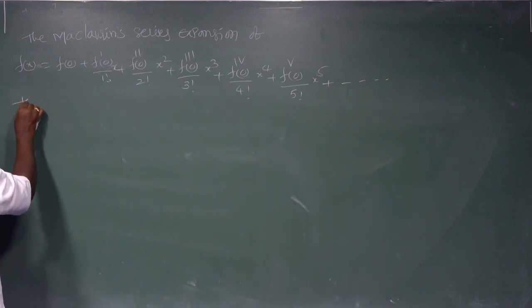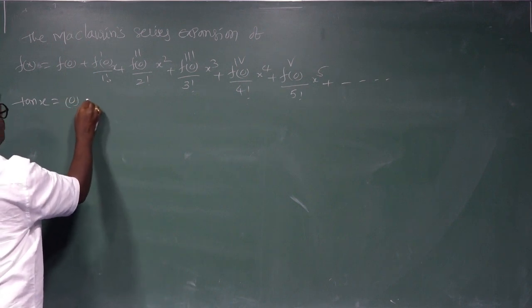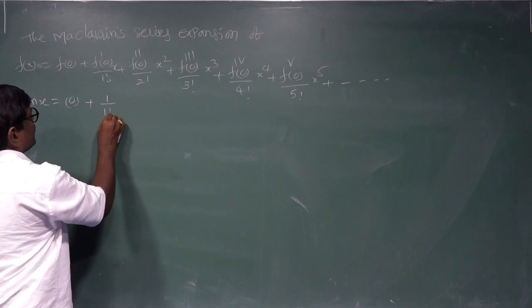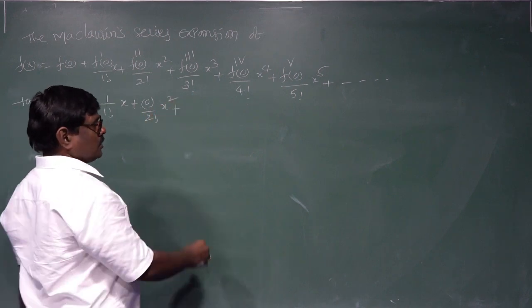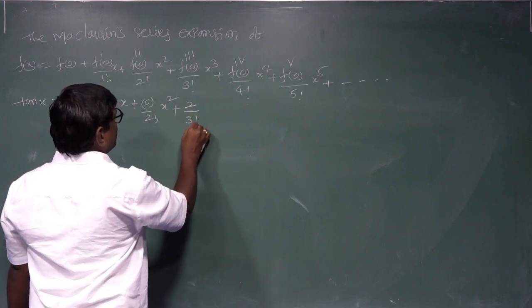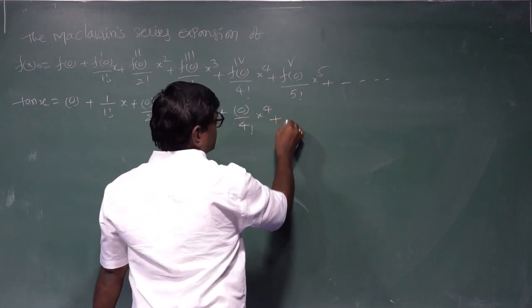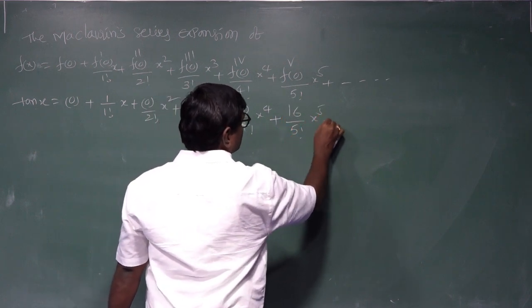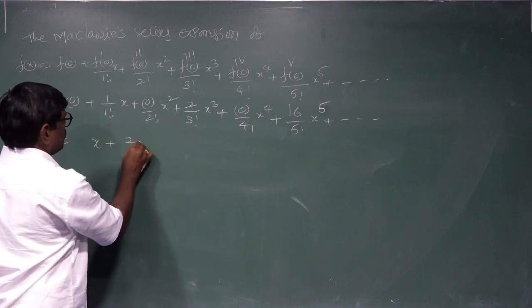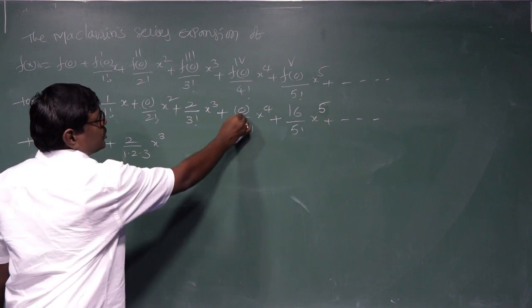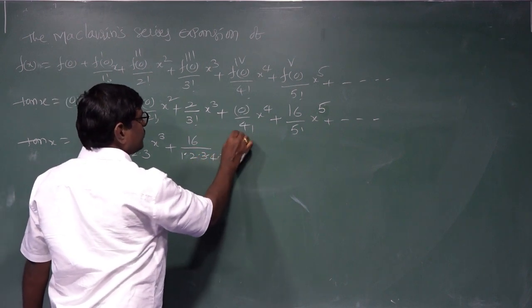This is f(x) equal to tan x. f(0) value is 0, plus f'(0) value is 1 by 1 factorial into x, f''(0) value is 0 by 2 factorial into x square, f'''(0) value is 2 by 3 factorial into x cube, f^(4)(0) is 0 by 4 factorial x power 4, plus f^(5)(0) is 16 by 5 factorial x power 5, plus and so on. So 1 by 1 factorial into 1 x, then 0, 2 by 1 into 2 into 3 x cube, then 0, 0 into x power 4 by 4 factorial, plus 16 into 1 into 2 into 3 into 4 into 5 x power 5 plus and so on.